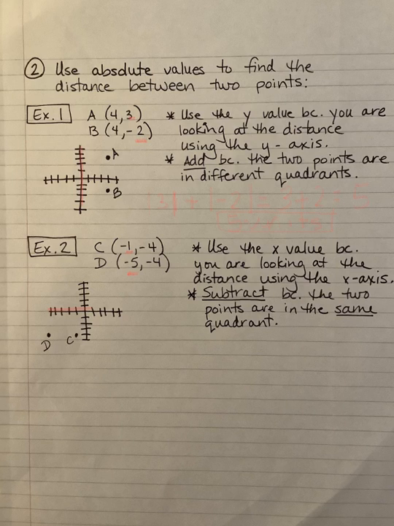I'll just start with the one that has the larger absolute value. So I'm going to take the absolute value of -5, and I'm going to subtract the absolute value of -1, and that becomes 5 minus 1, which gives me 4 units. So the distance between C and D is 4 units.